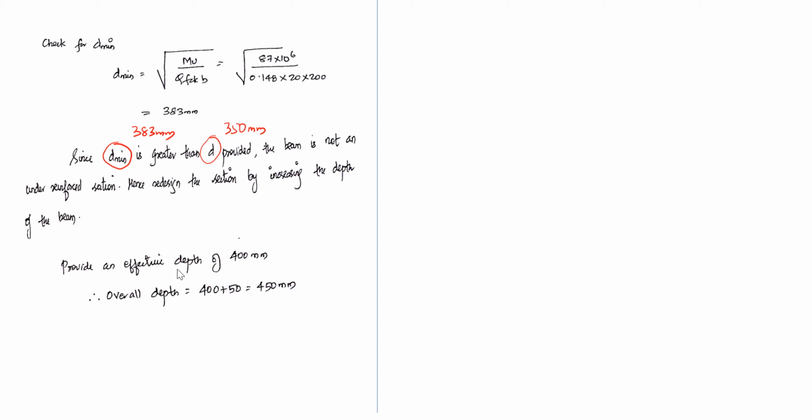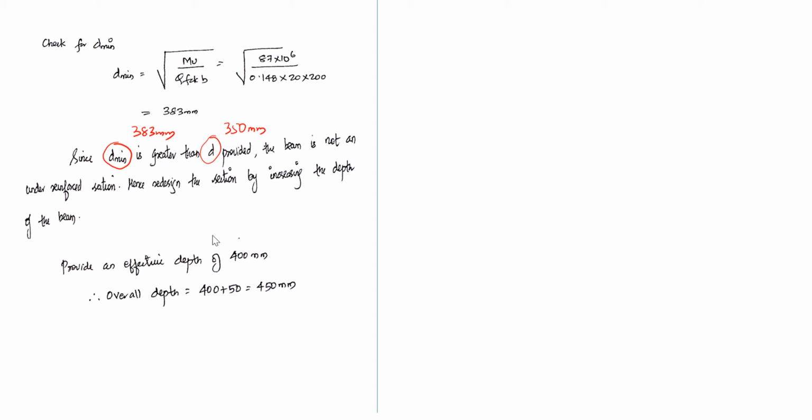We will increase the effective depth of the section to 400 mm. Before it was 350, now we have increased it to 400 mm, and we'll get an overall depth, assuming an effective cover of 50 mm, as 450 mm. So your new effective depth is 400 and your overall depth is 450.